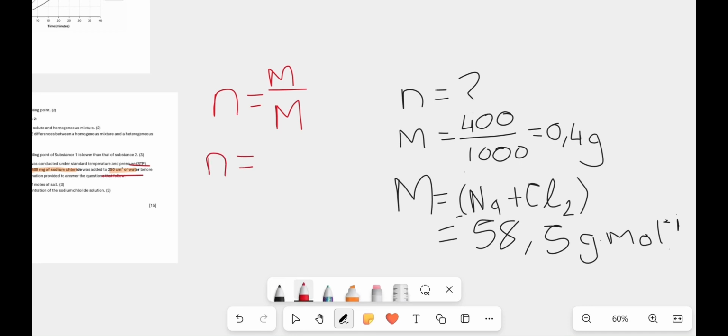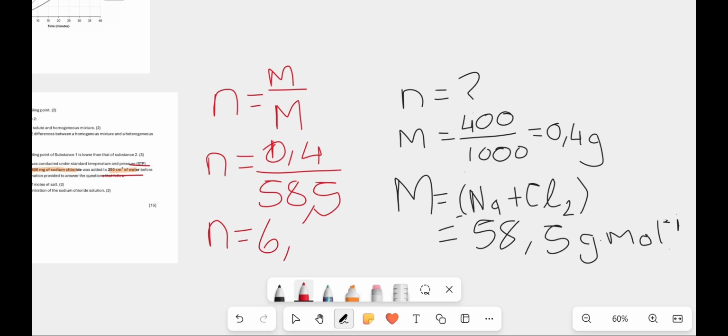Now that you have your values, you can substitute in. n is equal to m. Your m is 0.4, we just calculated it, divided by your molar mass, which is 58.5. n is equal to a total of, okay, it depends on your calculator, but my calculator is giving me 0.84 times 10 to the power of negative 3 mole. And that is your final answer. Then you can get your 3 marks.